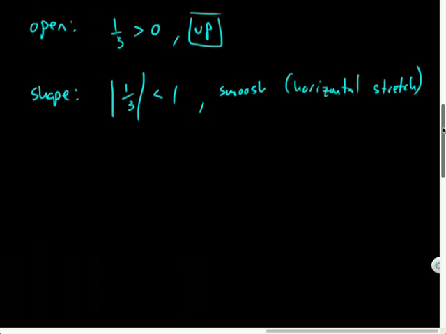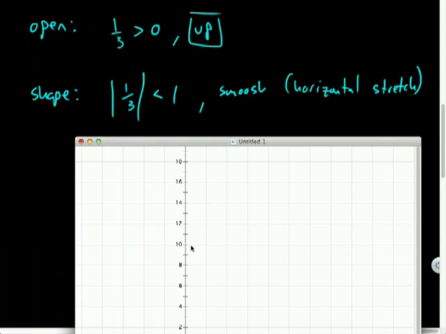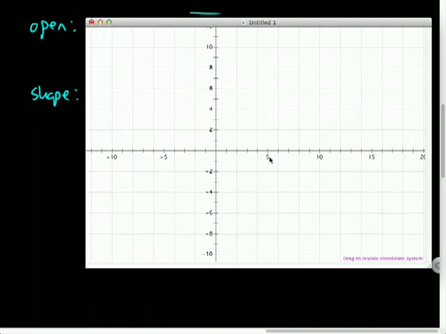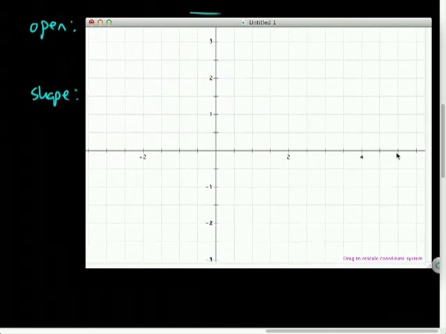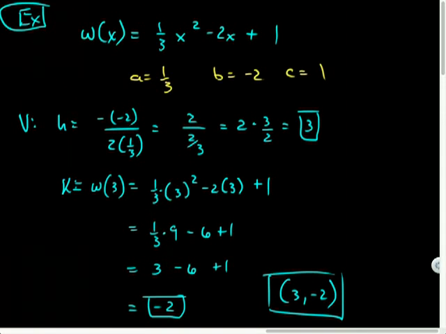It was delicious. So, let's graph this. Let me get a nice little grid going here. So let's see, it opens up. What was the vertex at? (3, -2). Actually, you know what? I'm going to draw my own grid for this one. You know why? Here's a suggestion.